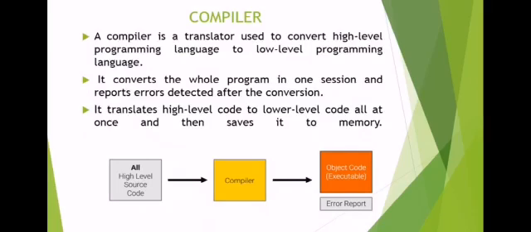Now compiler. Compiler is a translator used to convert high-level programming language to low-level programming language. Now both interpreter and compiler are used to convert high-level language to low-level language. Now what will be the difference between these two? Let us understand. The compiler converts the whole program in one session and reports errors detected after the conversion.